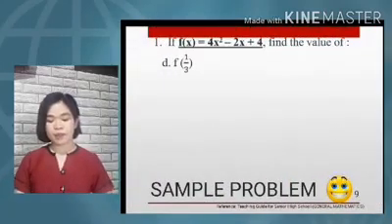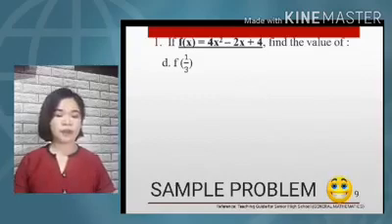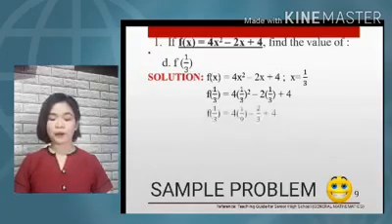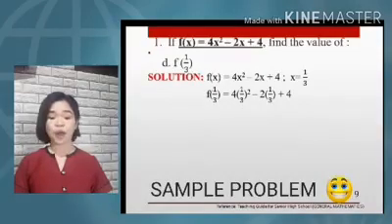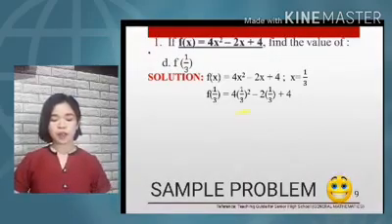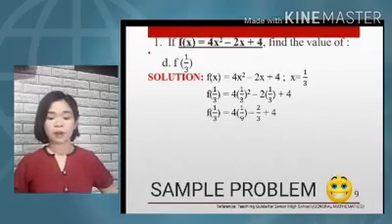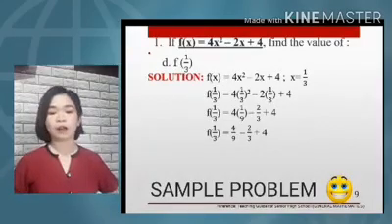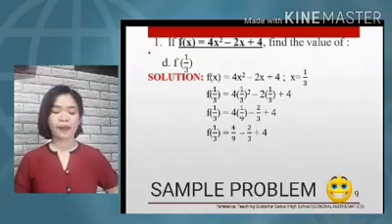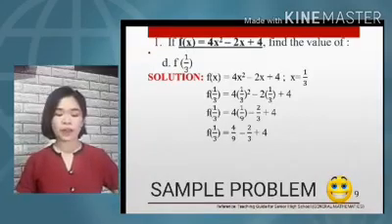Number 1, letter D. So same function, however, the value of x is 1 over 3. So simple fraction, you don't have to be afraid. So substitute the value of x. That will be f of 1 over 3 is equal to 4 times the quantity of 1 over 3 raised to 2, minus 2 times 1 over 3, plus 4. So exponent first. So 1 over 3 squared will be equal to 1 over 9. So that will be 4 times 1 over 9 minus 2 times 1 over 3. So, multiplication of fraction: numerator to numerator and then denominator to denominator. And then bring down plus 4. So that will be 4 over 9 minus 2 over 3 plus 4.